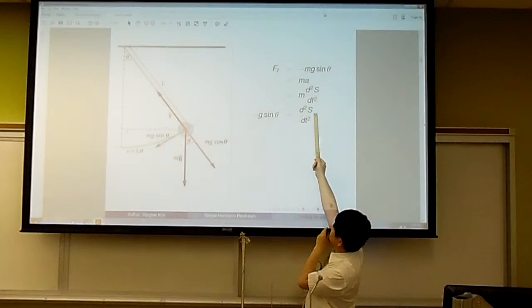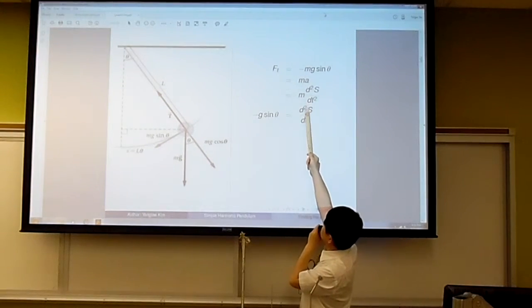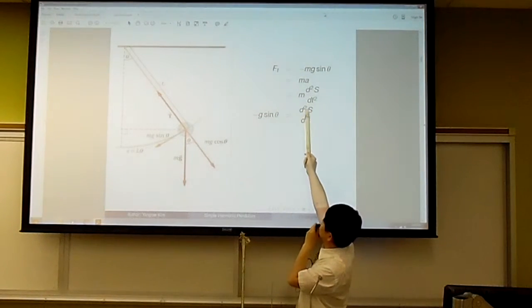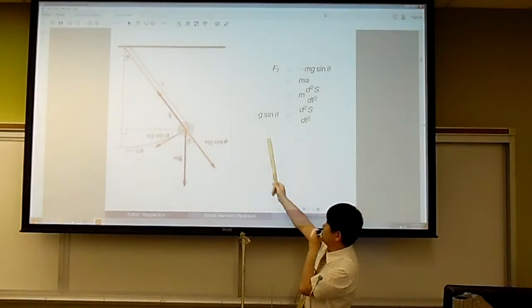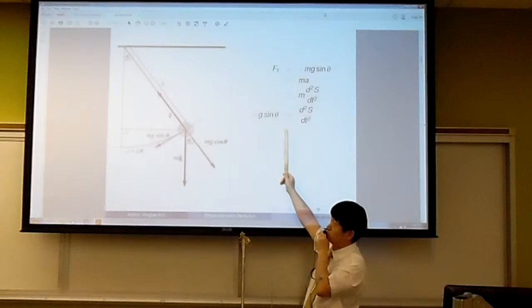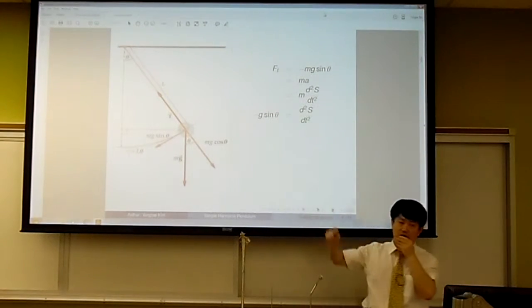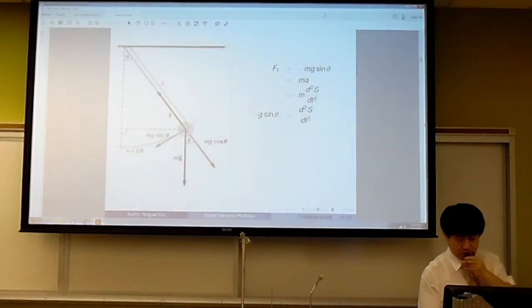So m times the second derivative of arc length equals minus mg sine theta. Now both sides have m, so we can cancel m out. What's remaining is negative g sine theta equals the second derivative of the arc length, which is the travel distance.